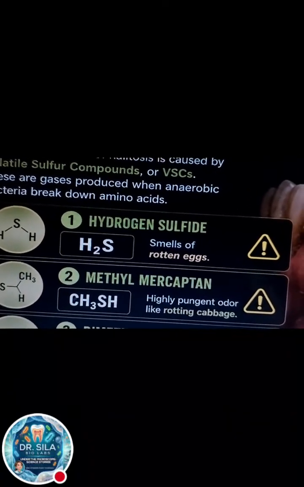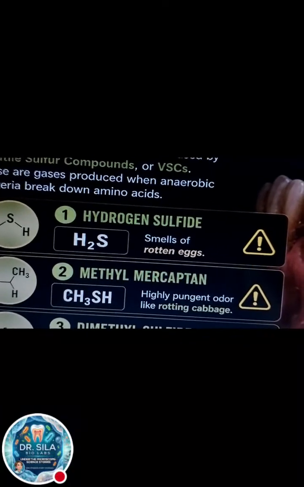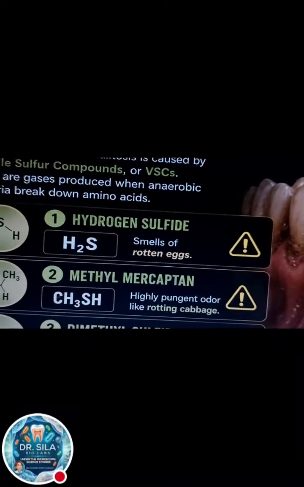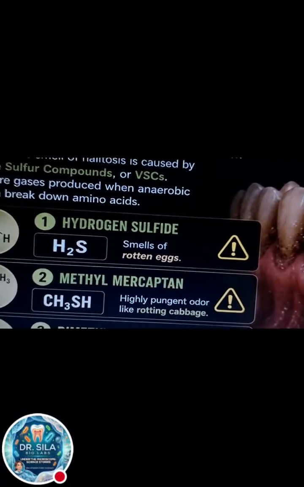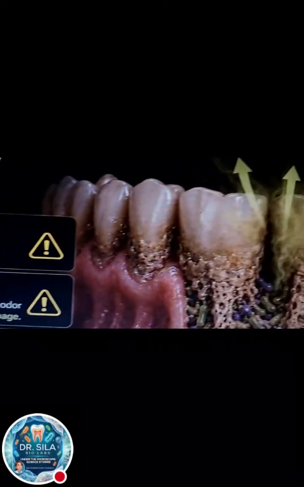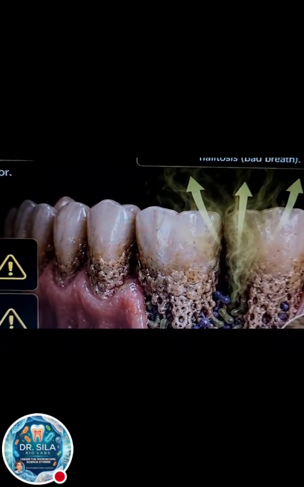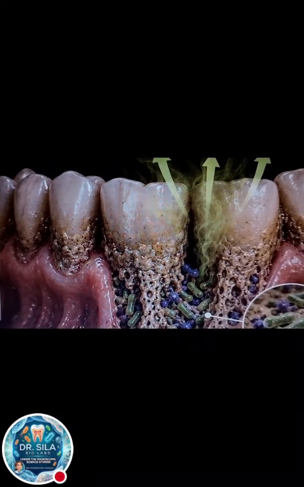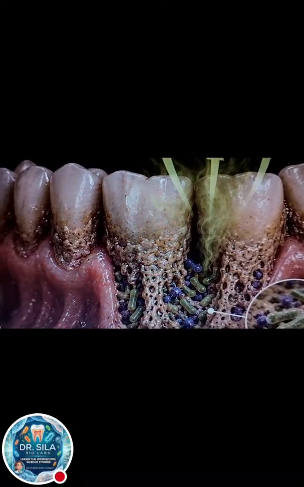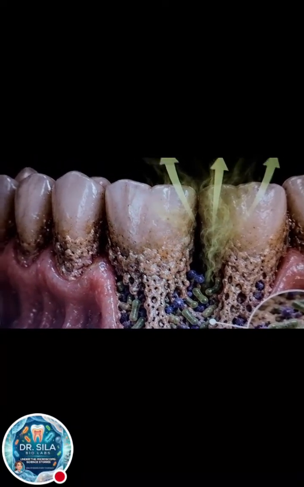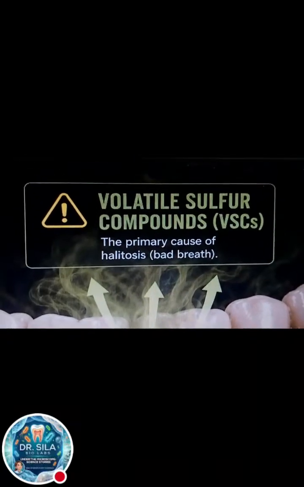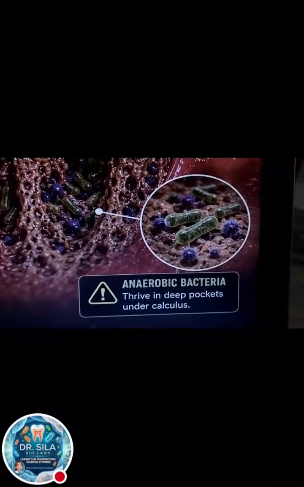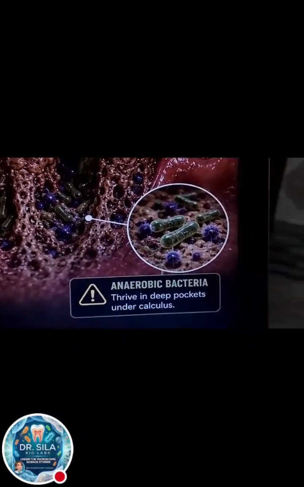This is mechanical: the calculus has to be scaled away, eliminating the anaerobic harbors where these bacteria live. So the only way to permanently cure this type of bad breath is to mechanically scale away the calculus, eliminating the harbors where the anaerobic bacteria live. Volatile sulfur compounds, the primary cause of halitosis, thrive in the deep pockets where these bacteria live.